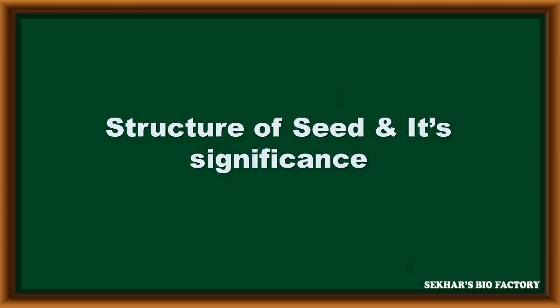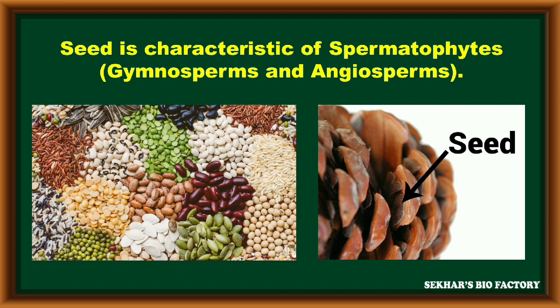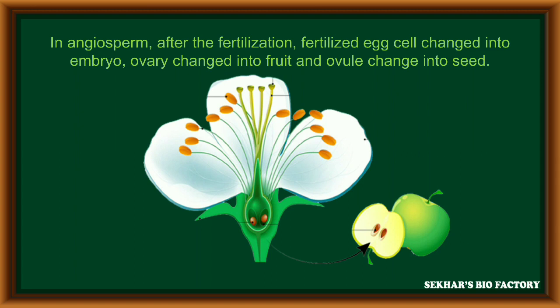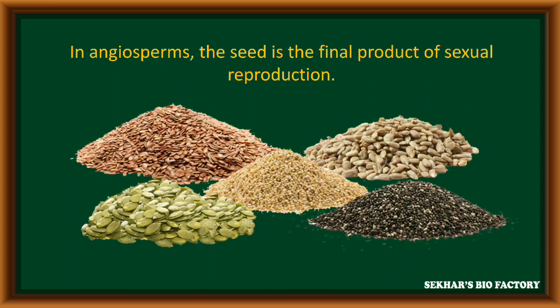In this video, I am going to explain the structure of seed along with its significance. Seed is a characteristic feature of spermatophytes like angiosperms and gymnosperms. In angiosperms, after completion of fertilization, the fertilized egg cell becomes the embryo. At this time, the entire ovary becomes the fruit and the ovules present inside the ovary become the seed during sexual reproduction. In angiosperms, seed is the final product of sexual reproduction.